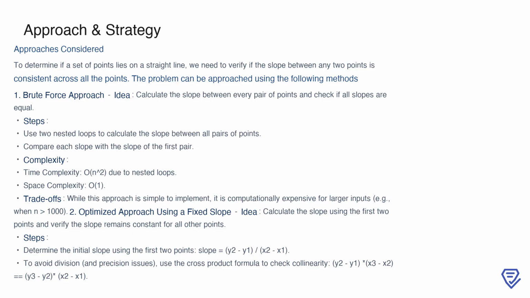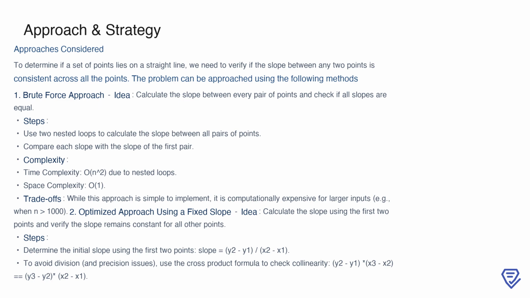To determine whether a set of points lies on a straight line, the key idea is to verify if the slope between any 2 points remains consistent across all the points in the dataset. We can approach this in a few different ways. The first is the brute force approach. Here, we calculate the slope between every pair of points, compare each slope to the first calculated slope, and check if they are all equal.